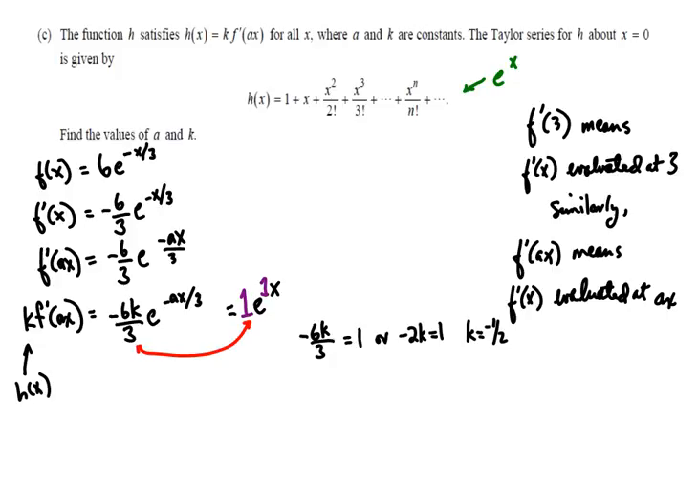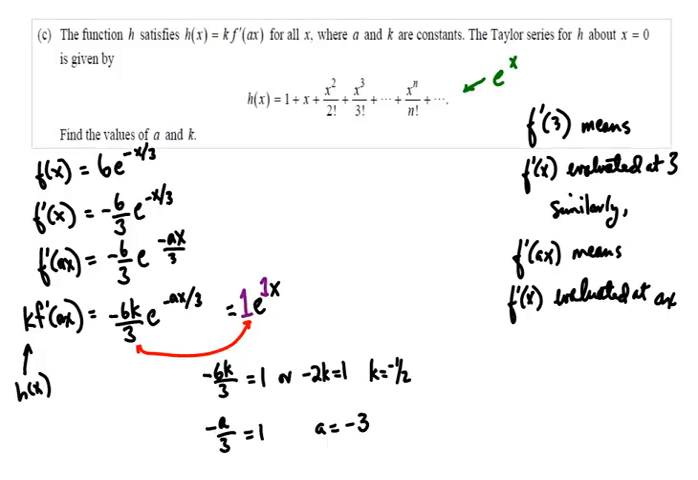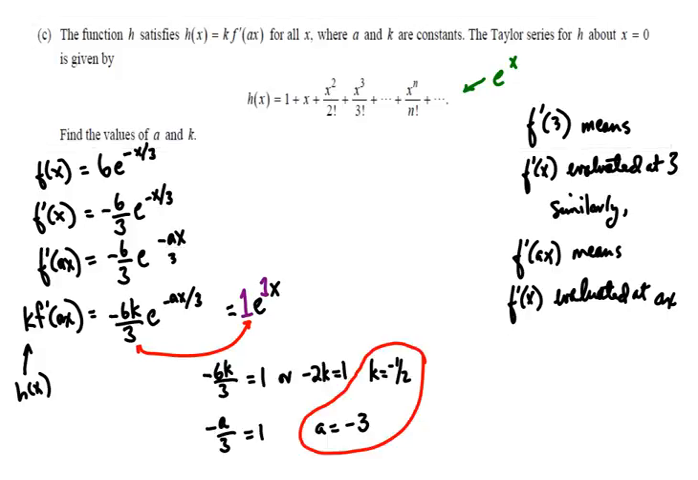Then, since negative ax over 3 is really equal to 1x, that means that negative a over 3 has to equal 1. And since that's the case, a is equal to negative 3. And that's really all that you have to do in this case here. Now, there may have been other ways of going about solving that, but however you go about it, this should be your answer there. Alright, so that solves part C of this problem, and we're done with this problem.